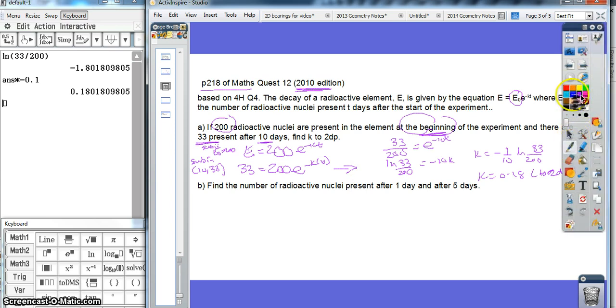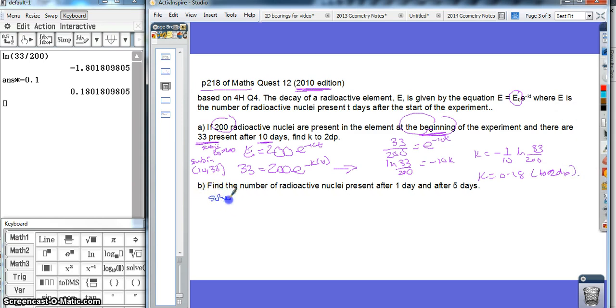Okay, so first we want to solve when t equals 1. That's our first problem. Our equation is E equals 200 e to the minus k, sorry, we now know that's 0.18, and t equals 1. And over here we're going to solve when t equals 5. So we've got E equals 200 e to the minus 0.18 times 5.